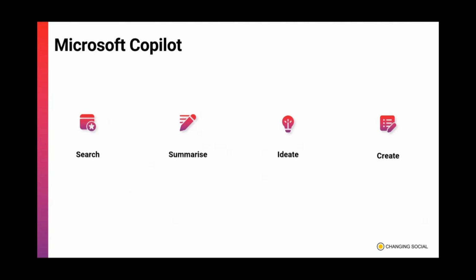Search, summarize, ideate, and create. These are the 4 primary areas in which Copilot can support you straight away and out the gate. It can help you search for materials internally and externally. It can then surface things and ideas that you may not have had in your mind when you searched. And we see that in the demonstration.